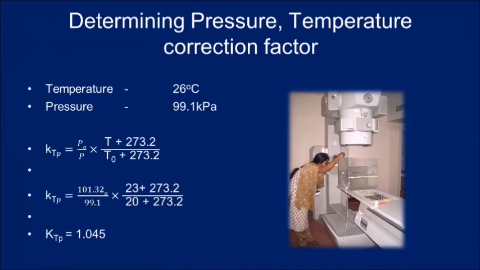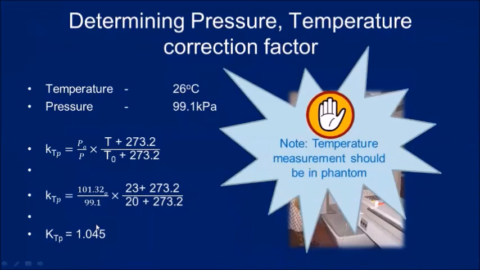So you measure the pressure and temperature, and the pressure temperature correction has to be applied. The pressure temperature correction, the same formula, P0 by P into T by T0. Of course, you have to convert the temperature by adding 273.2. So in our case, it is 26 degrees centigrade and 99.1 kilopascal. When you apply this, you get a pressure temperature correction factor of 1.045. Please note the temperature has to be measured inside the water phantom.